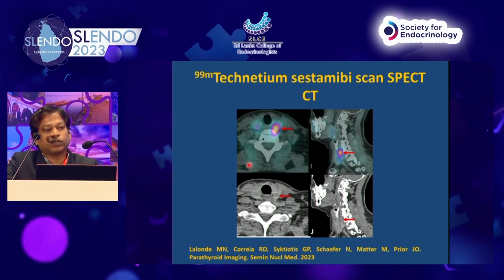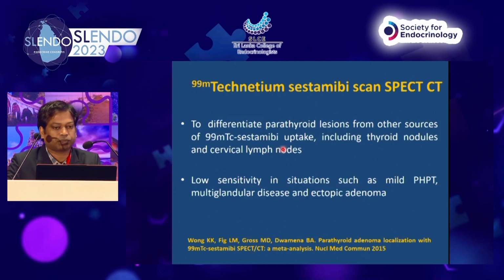So in contrast to the planar imaging, if you do the same scan with the addition of SPECT-CT, the localization becomes easier. Here this is the CT scan imaging. This is the axial section, and this is the sagittal section. Here, just behind the thyroid, this is the parathyroid tumor, and this is the MIBI scan. And this is the fused image of both the structural and the functional imaging. So SPECT-CT is better compared to the simple MIBI scan.